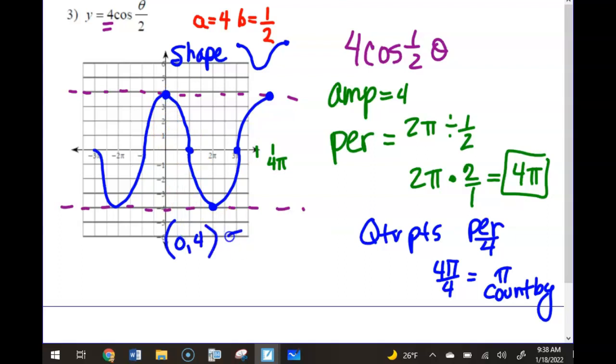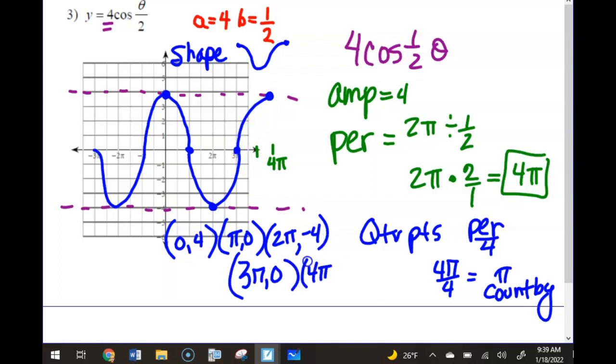Then I went over to pi, and that one is 0. It's right on the axis. The next one is 2 pi. Can anybody tell me the y coordinate of that one? -4. Then we had 3 pi was back at 0, or the x-axis. And then 4 pi was up at 4. And that's how you'll have to do it on the quiz, okay?